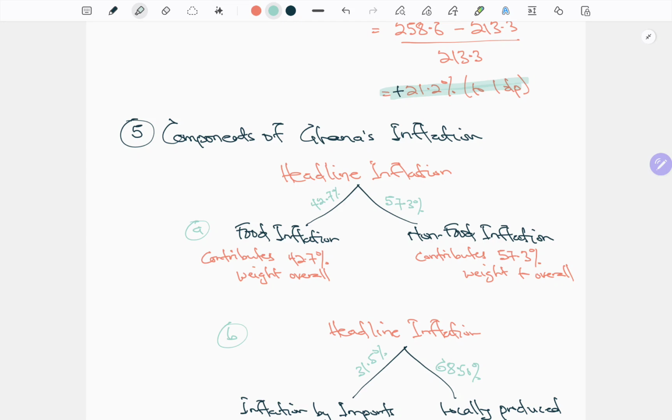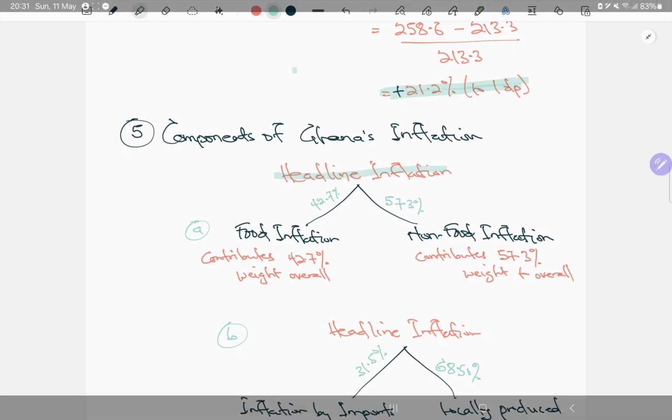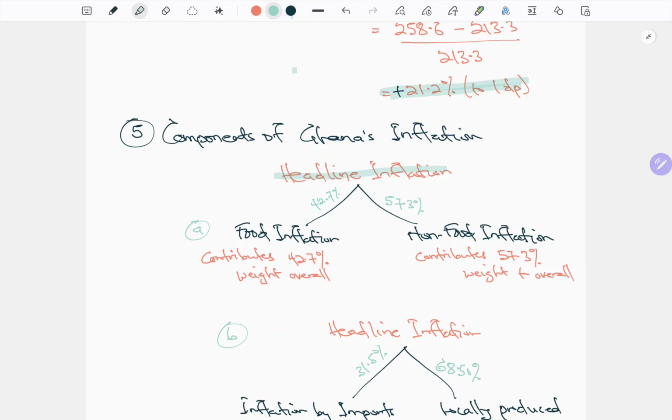Now, the month-on-month and the year-on-year inflation we have computed, the broad name we give to it is headline inflation. So in Ghana, for headline inflation, we can categorize headline inflation into two forms. We could have food inflation and non-food inflation.